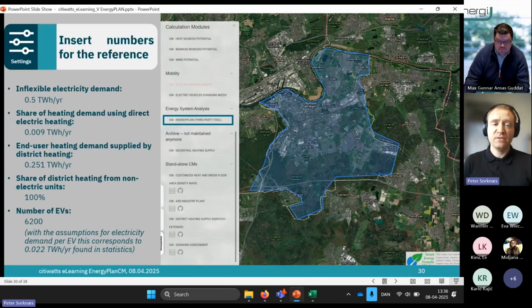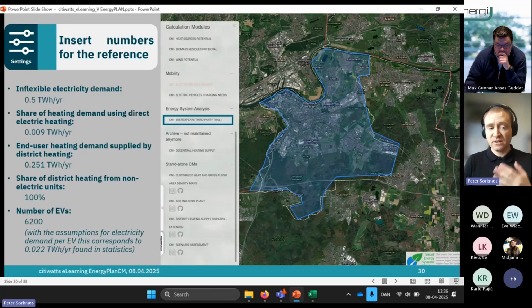Then, based on the statistics, I have identified that these are the 5 numbers I need to insert. I don't need to insert more numbers for this exercise, at least in the reference scenario. So actually, this is sufficient for me to have a starting point for a reference scenario in this case.